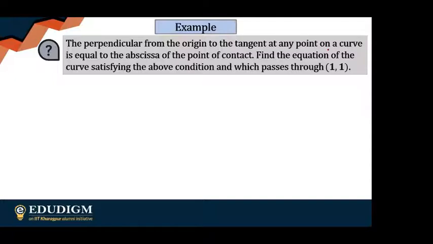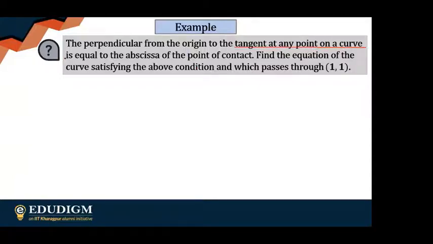Okay, again, what is it saying? Tangent at any point on a curve. Forget about the rest of the things. We'll talk about the rest of the things. Tangent at any point on a curve. So you know that whenever you talk about tangents, it's again going to give you some sort of terms regarding dy dx. Okay. So basically you have a tangent on any point on a curve.